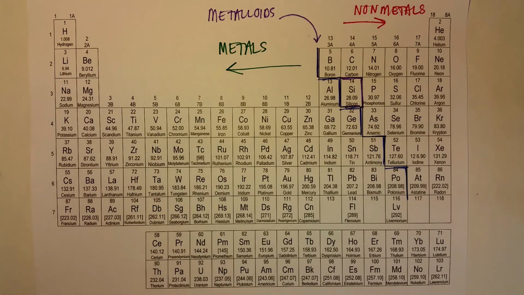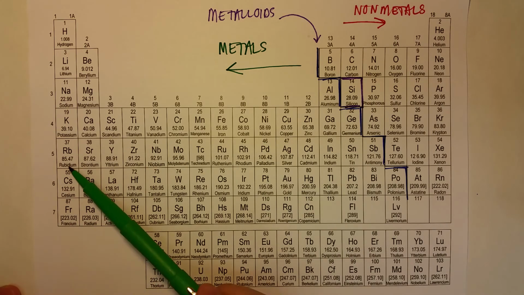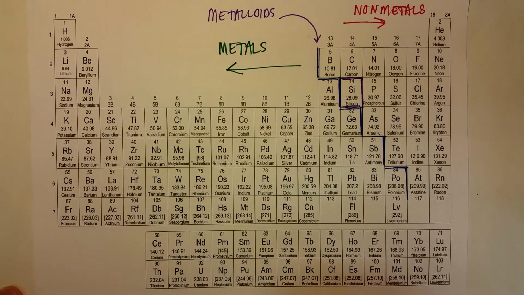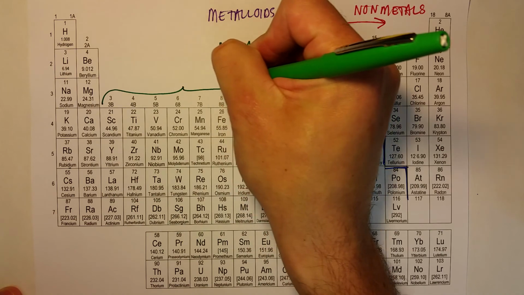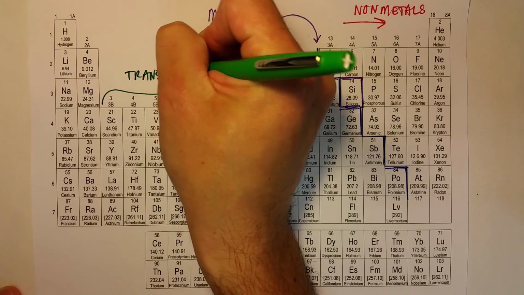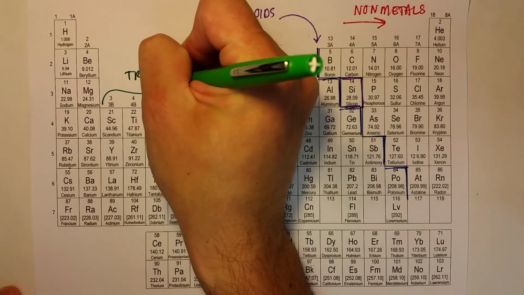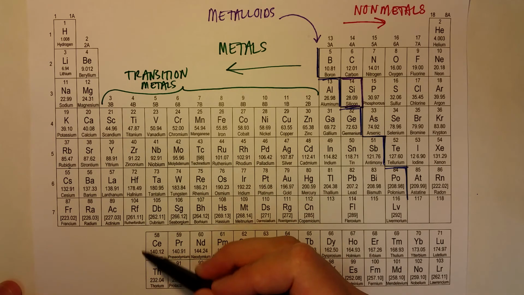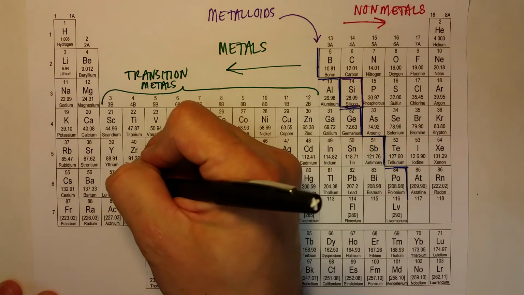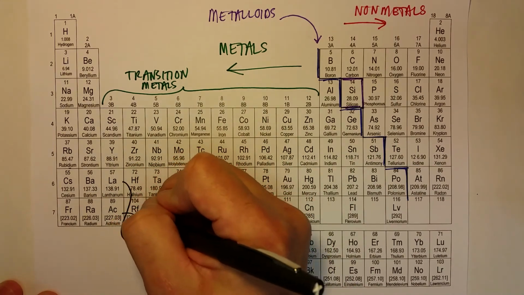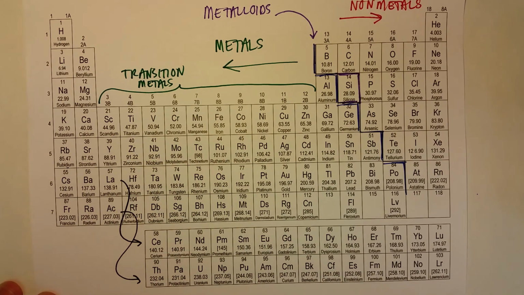I previously mentioned the first two groups and the last 6 groups are known as the main group elements, or the representative elements. The middle 10 groups are known as the transition metals. And you'll notice that there's 2 rows at the bottom that aren't labeled with period numbers. That is because they are actually part of period 6 and period 7 respectively.